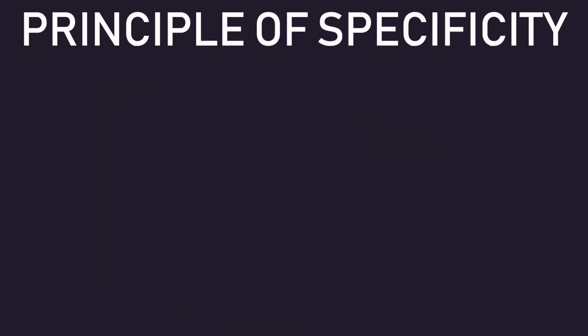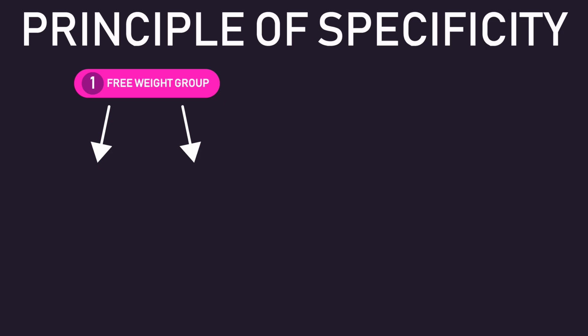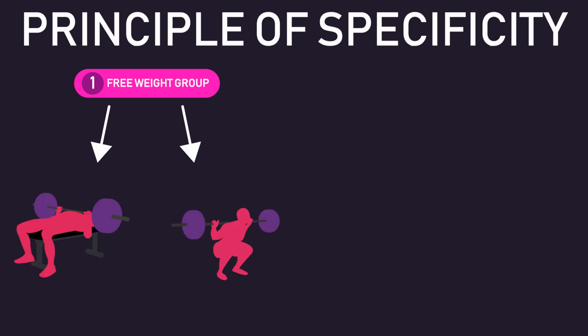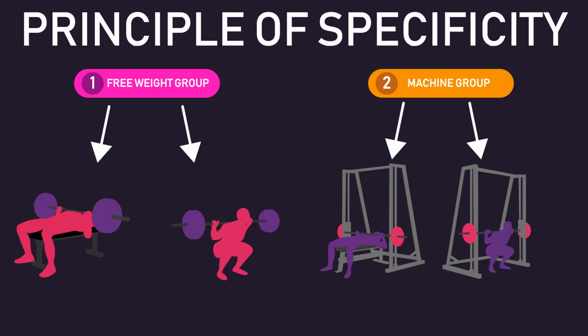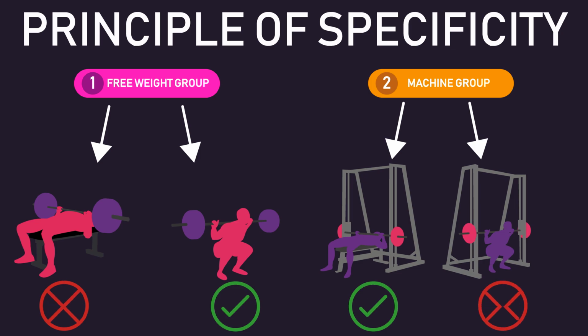According to the principle of specificity, we would expect the free weight group to experience greater gains for the barbell exercises, while we would expect the machine group to experience greater gains for the Smith machine exercises. This was true for the Smith machine bench press and barbell back squat, but intriguingly, this did not seem to apply to the barbell bench press or Smith machine squat.